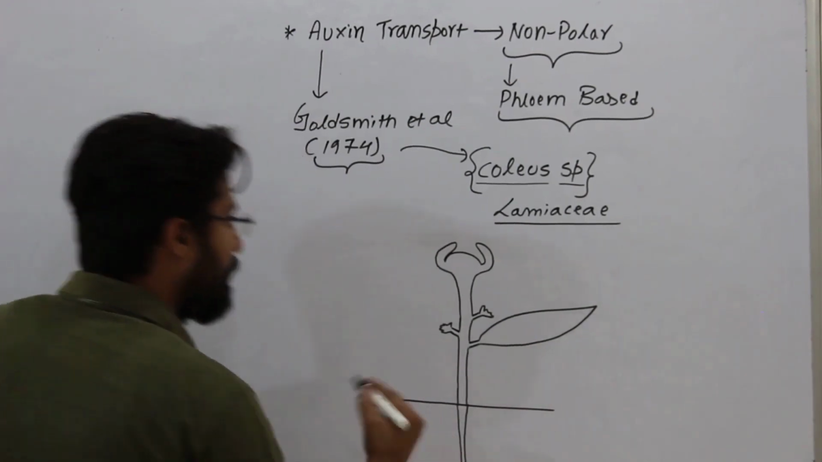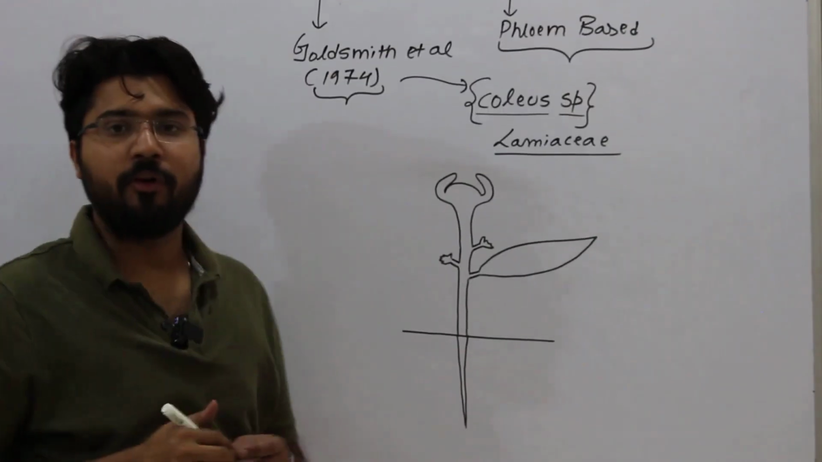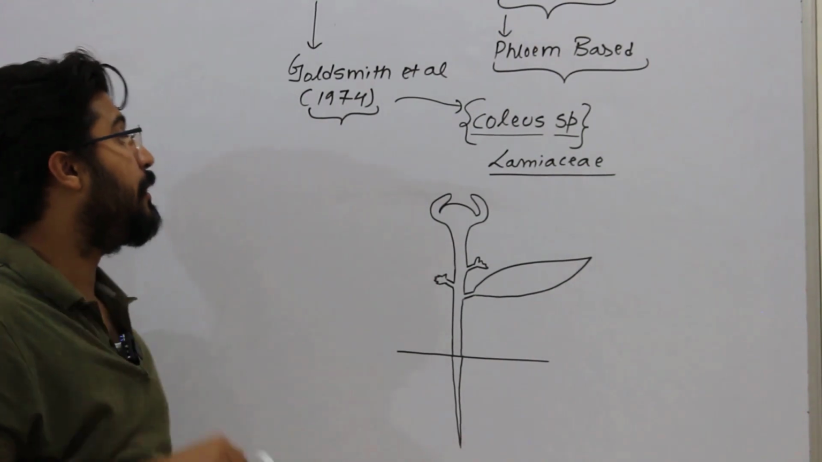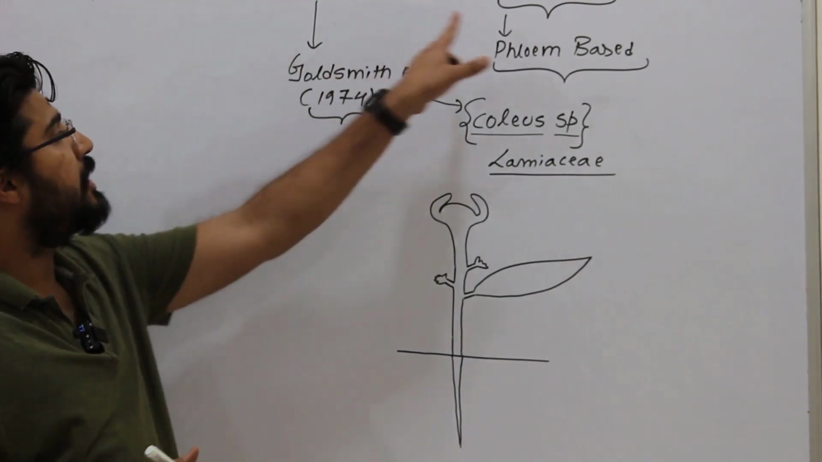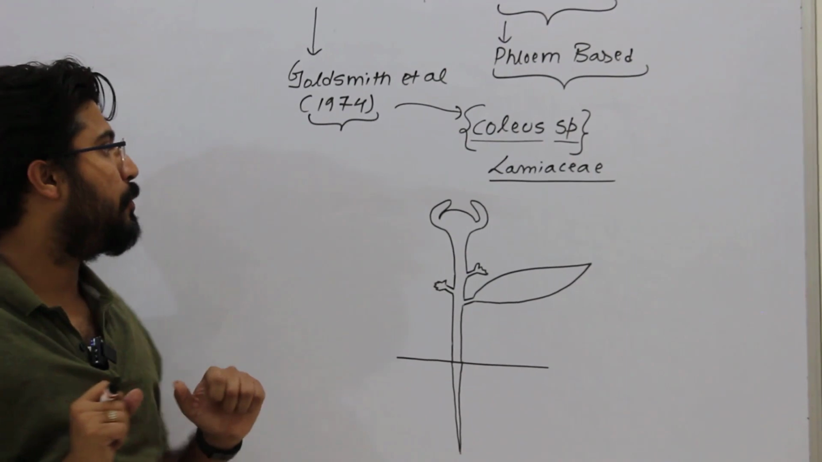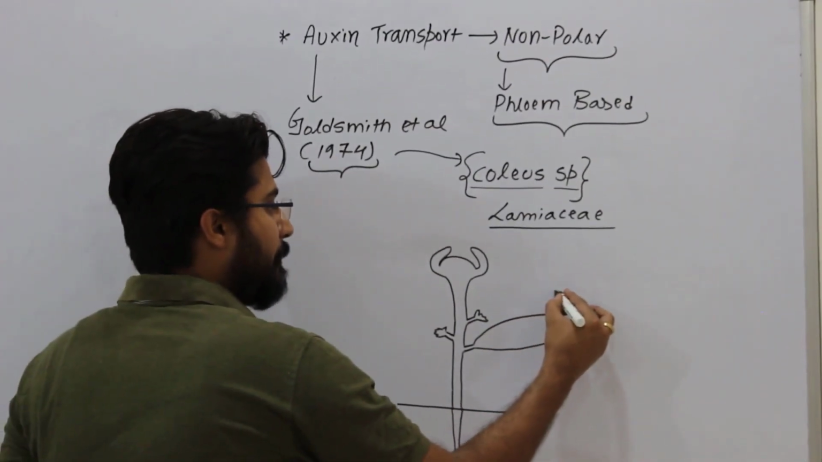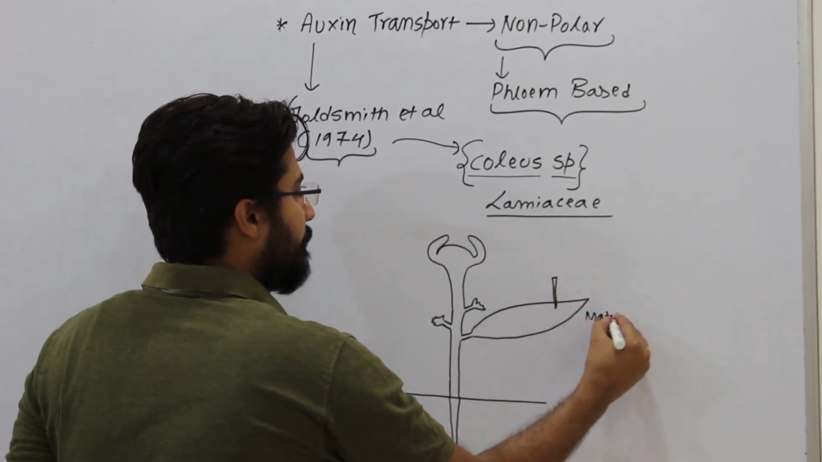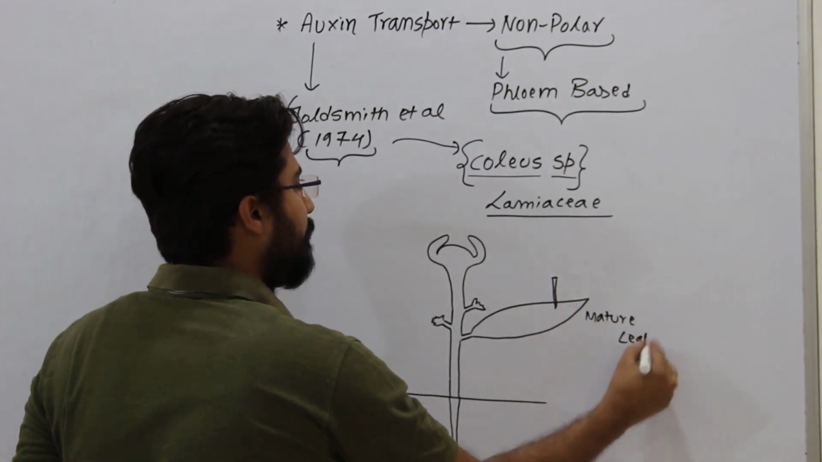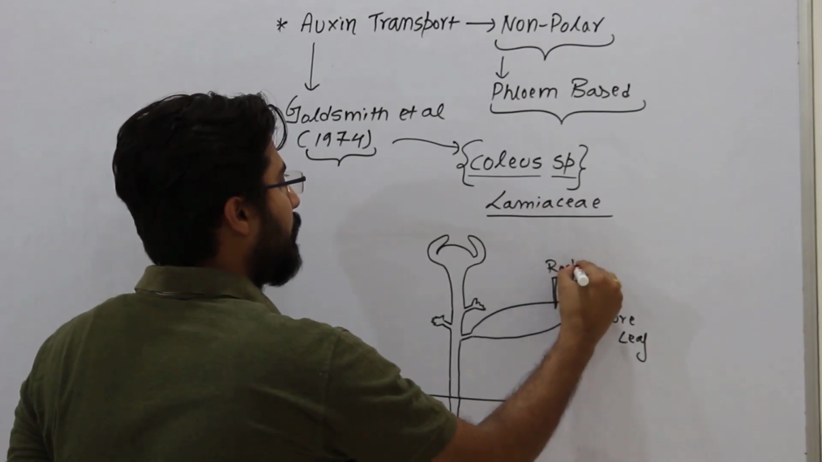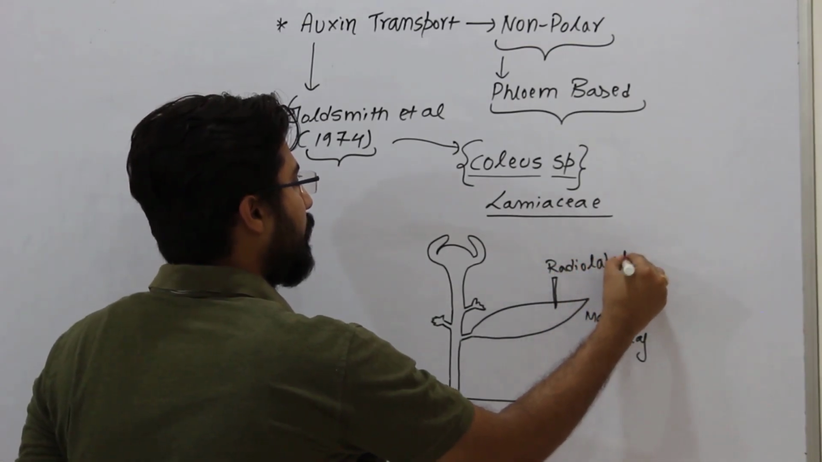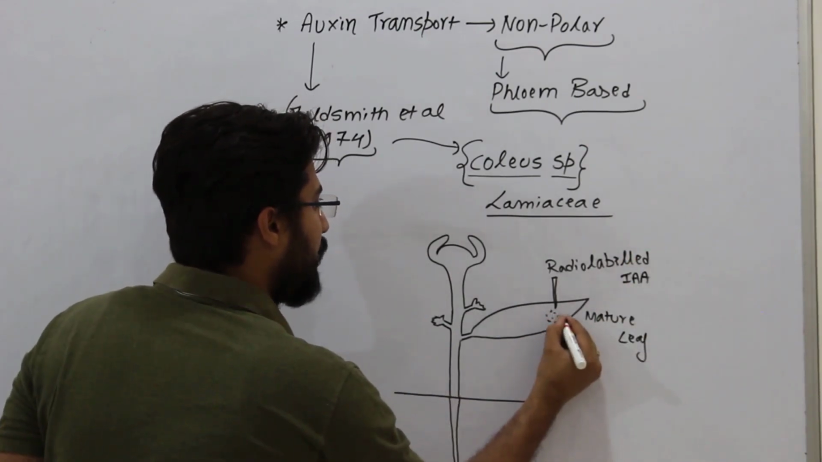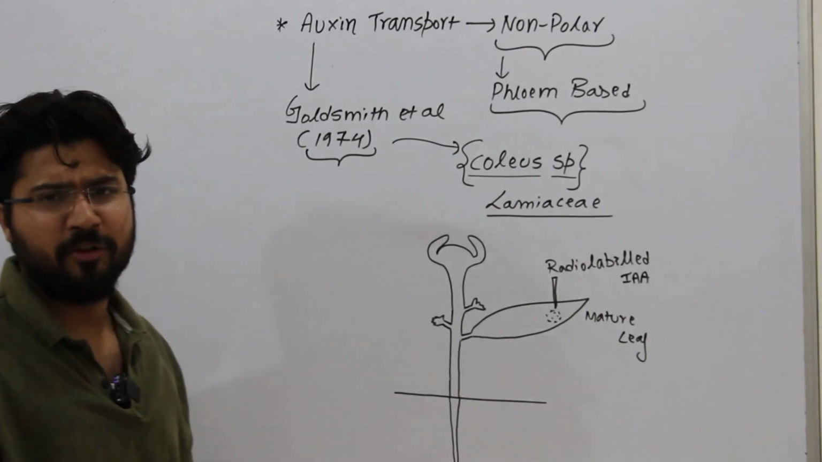So I'm just briefly describing to you the experiment which was performed on the Coleus species for the first time. Now, in this particular experiment, to prove non-polar auxin transport, what they were doing was, they injected a particular mature leaf. Let's say the mature leaf is here. This is a particular leaf which is a mature leaf. They injected radio-labeled IAA using a glass needle or a syringe, right?